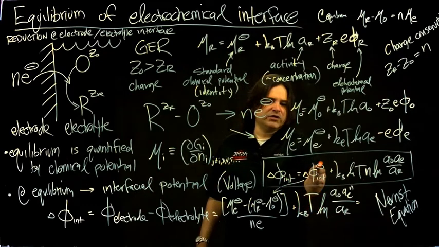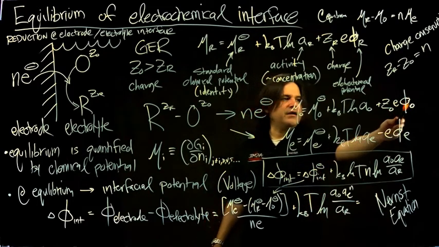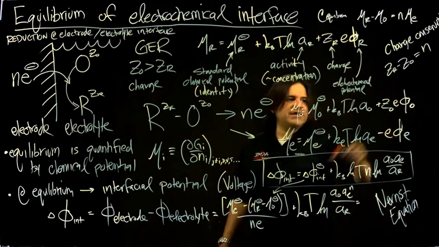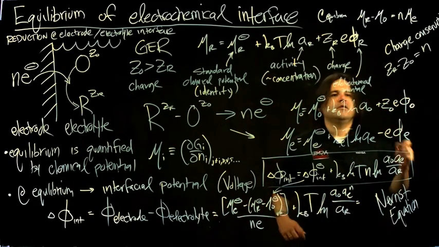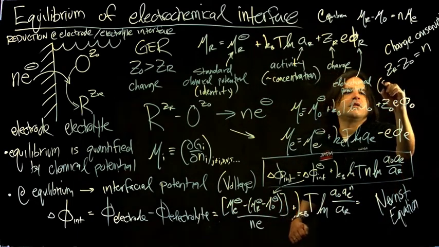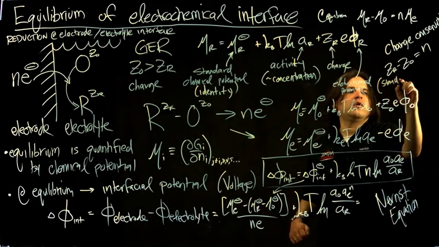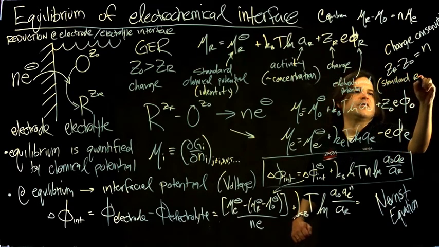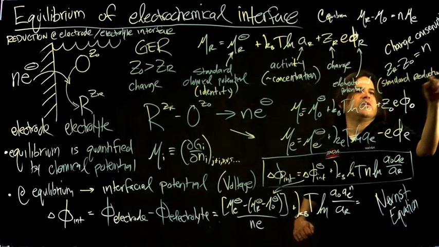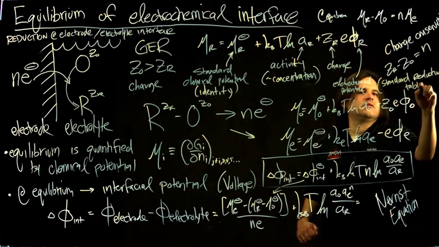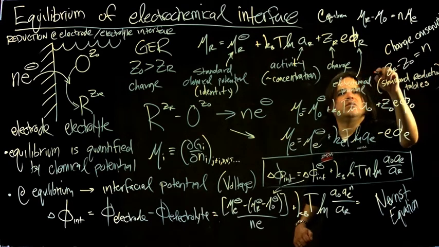So the electrochemical potential has this in here, and that's from the standard reduction tables. One place you can get this is from high school standard reduction tables. That's where you get this from.